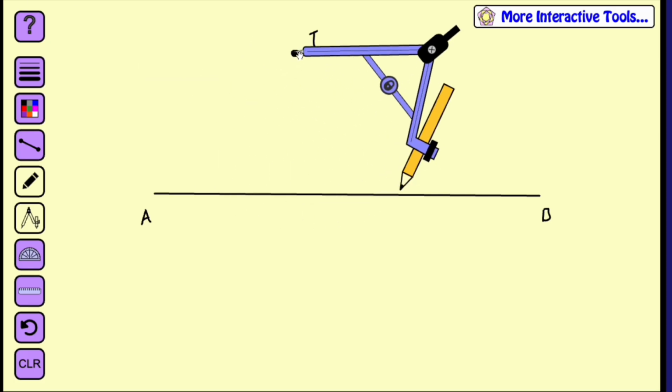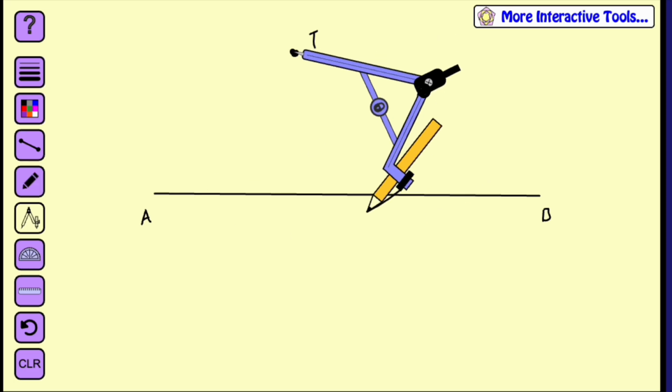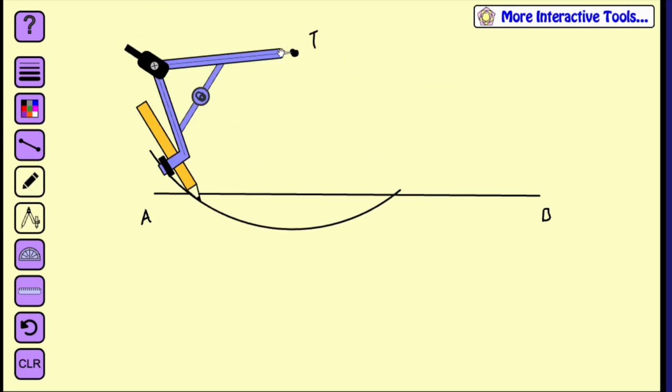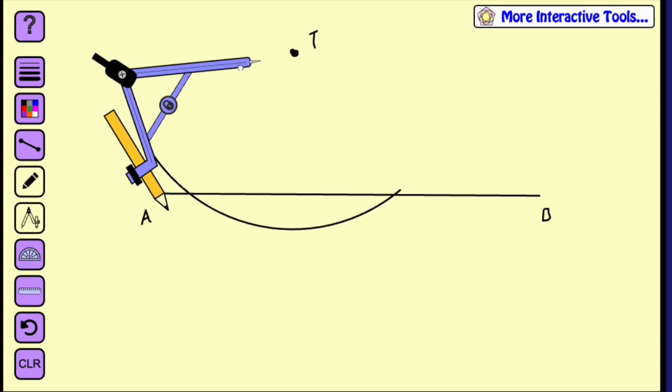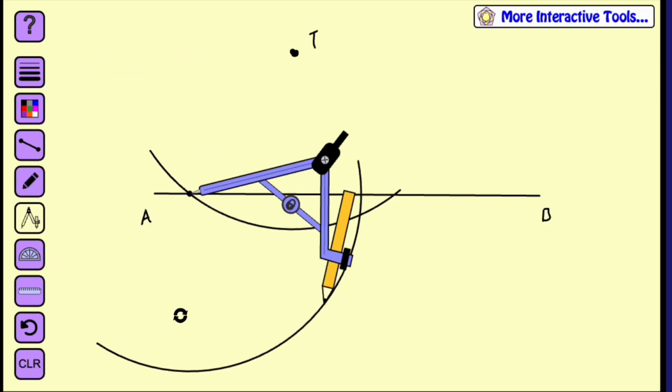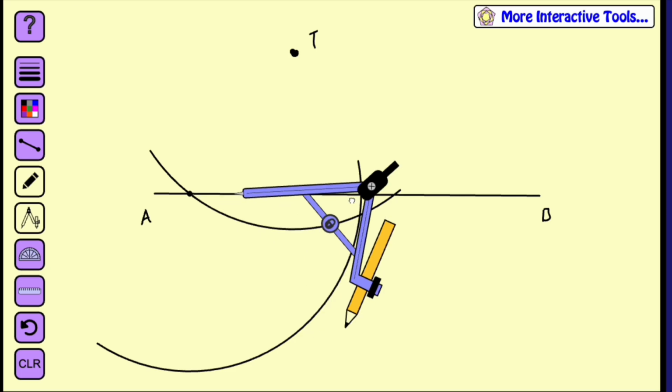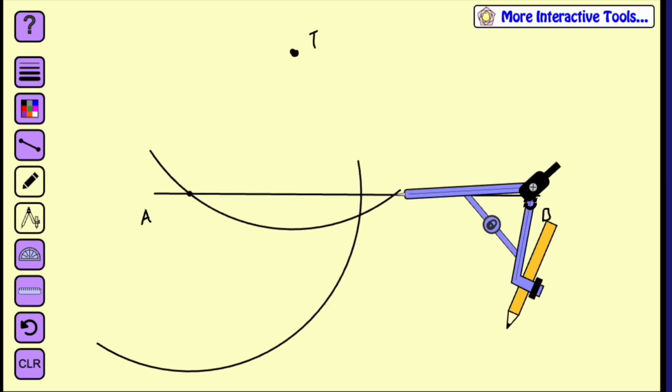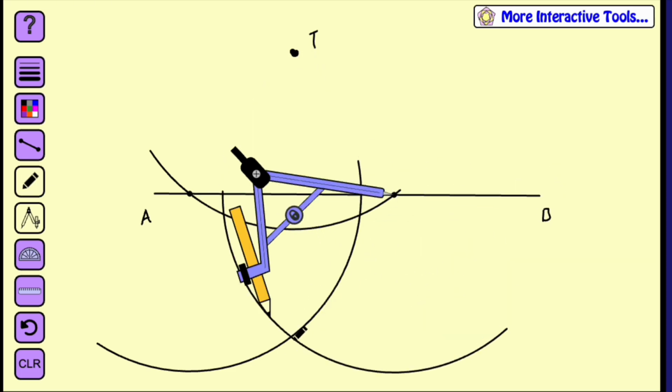So we place the point of the compass on the point T. I'm going to draw a curve that goes through A and B. It doesn't really matter where. We've done the first step. Now I'm going to move the compass so that the point is on the point where it crossed. I'm going to draw a curve here. I'm going to do the same at the point where it crossed AB again, drawing a curve from there. We can see there's a point of intersection here, and I'm going to join T up with this point of intersection. And that'll be my final answer.